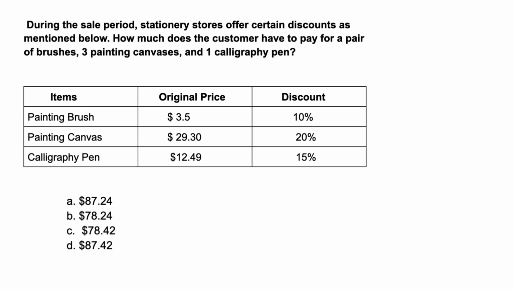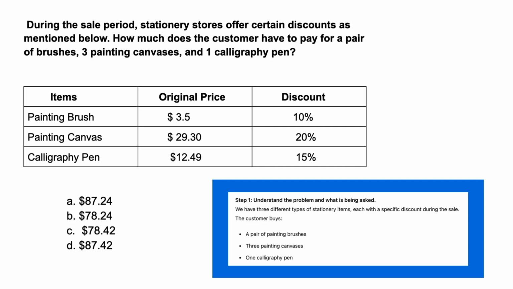All right, to solve this, we first need to understand the problem and what is being asked of us. So we have 3 different types of stationery items, each with a specific discount during the sale. The customer buys a pair of painting brushes, 3 painting canvases, 1 calligraphy pen. Notice here how step number 1 is always going to be to understand what's being asked of us. On your teacher certification exam, read the problem and then summarize it in your own head to make sure that you understand and wrap your mind and your brain around what you need to do.